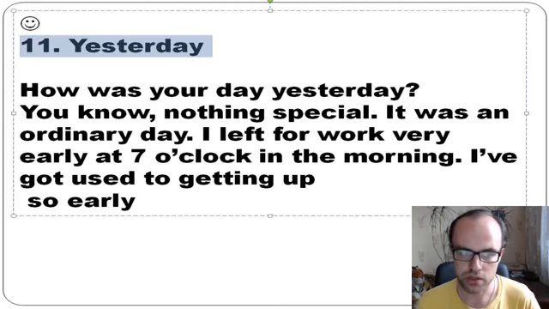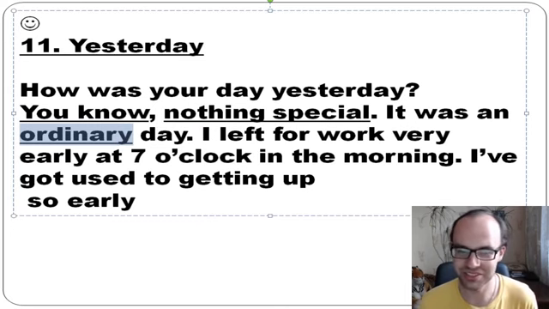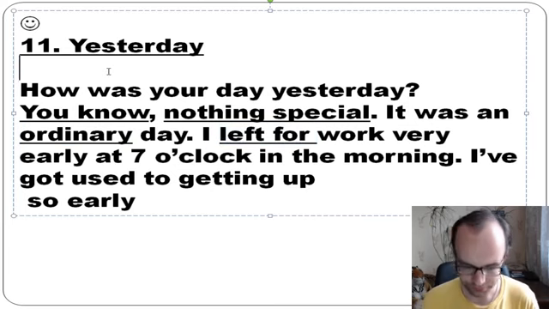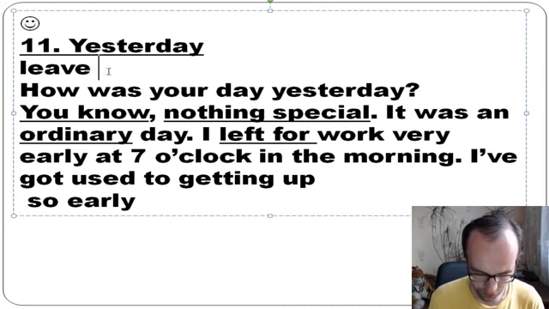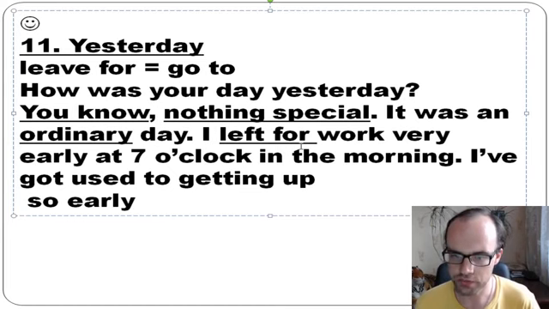Yesterday. How was your day yesterday? Nothing special. It's a nice phrase, nothing special. It was an ordinary day. Ordinary means not extraordinary, so nothing special. I left for work very early at 7 o'clock in the morning. Please pay attention to this phrase. What is leave for? Leave for means go to. So I went to work or I left for work very early at 7 o'clock in the morning.